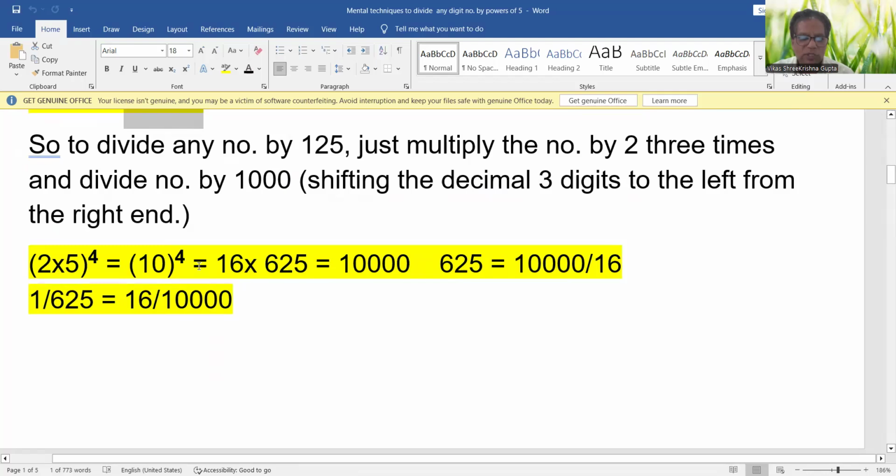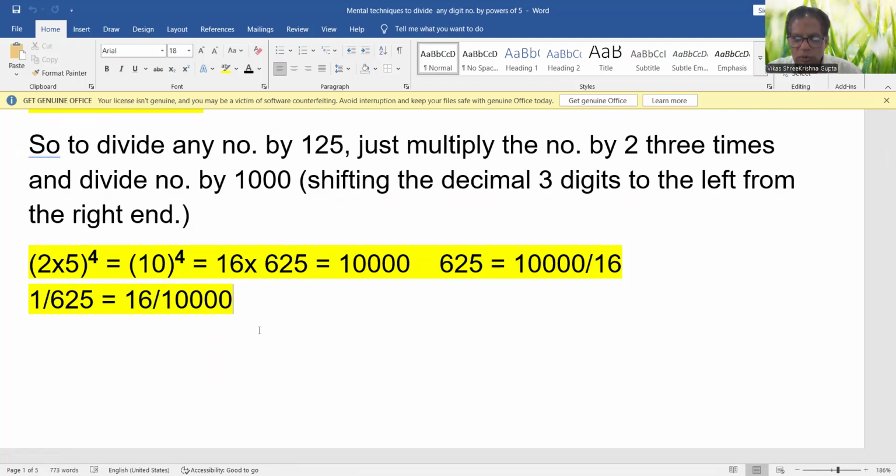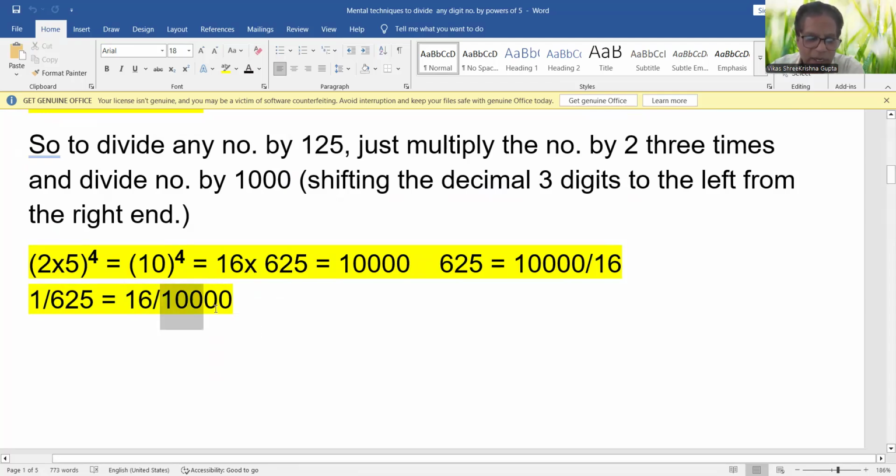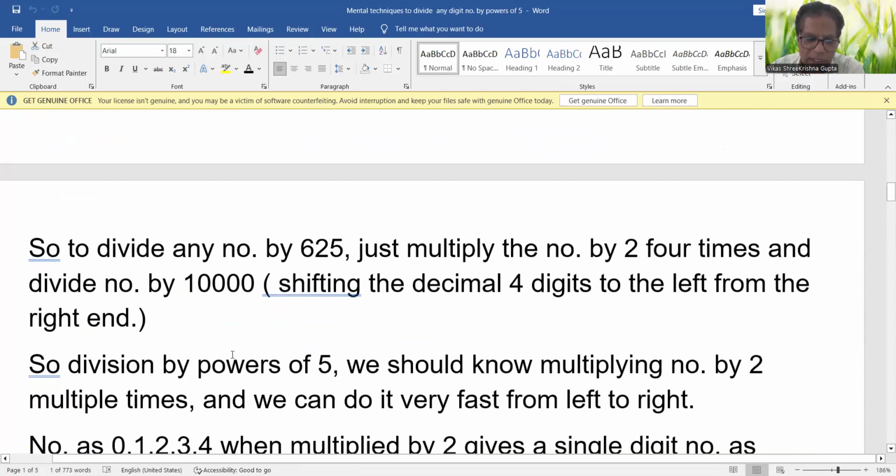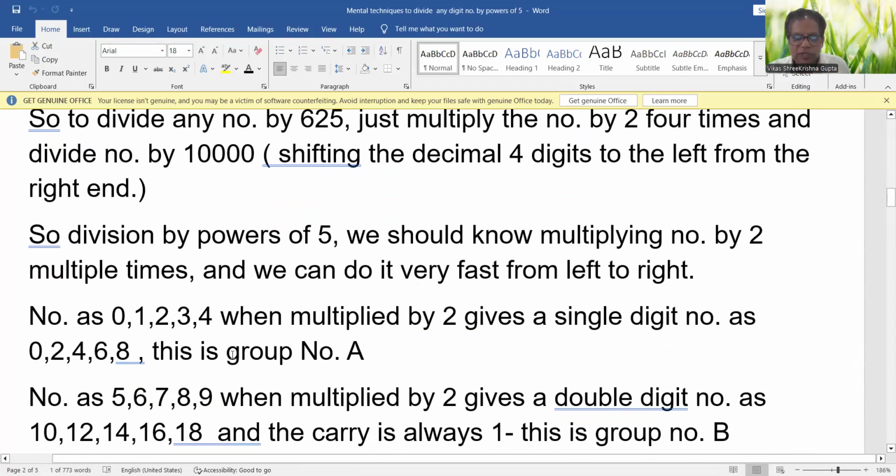In the same way, for 5 to the power 4, when I have to divide the number by 625, I multiply by 16 and divide by 10,000. Multiplying by 16 means I have to multiply 4 times by 2: 2 into 2 into 2 into 2. It's just the reverse of what you did earlier. And to divide by 10,000, we shift the decimal to the left by 4 places.